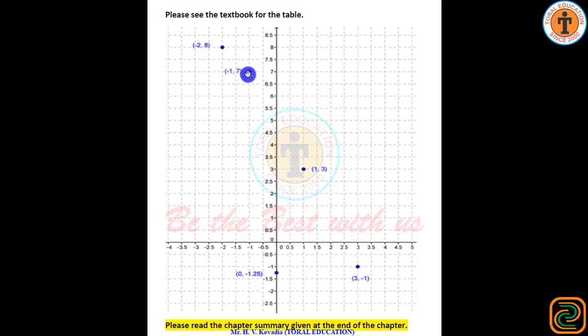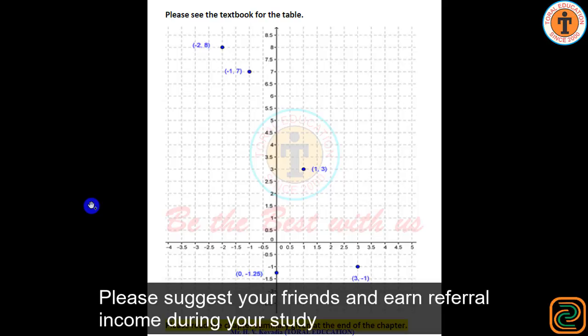So look here. This point is 1, minus 1, 7, minus 2, 8, 0, minus 1.25, 3, minus 1, 1 and 3. Okay, these are the points on the Cartesian plane. You can locate these points by yourself.